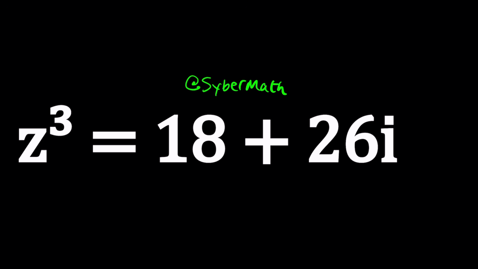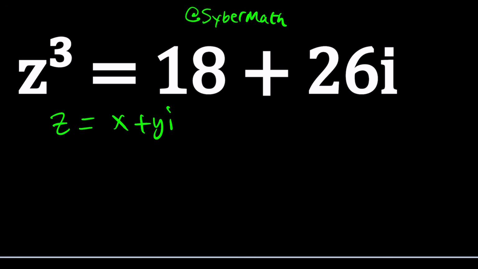So to be able to find the cube root of this complex number, we're going to replace z with something. And what should that be? I'm going to use x plus yi, even though the name of this channel is A plus bi. For most problems, I use x plus yi. For locus problems, I use x plus yi. But anyways, for this one as well, let's replace z with x plus yi.